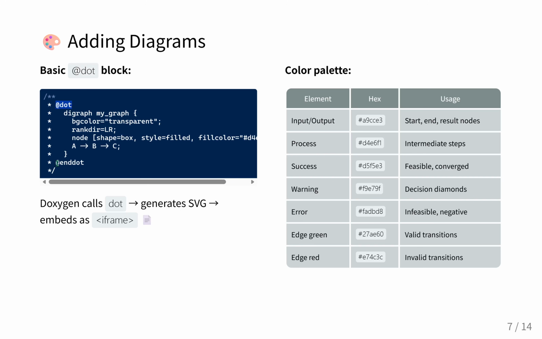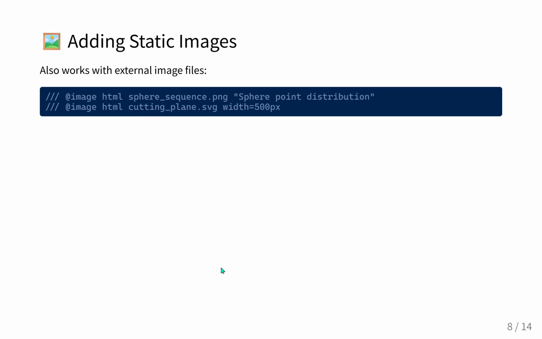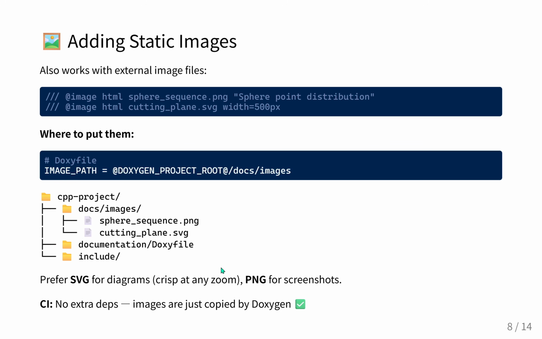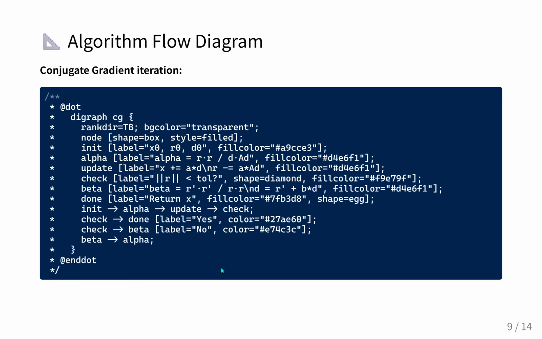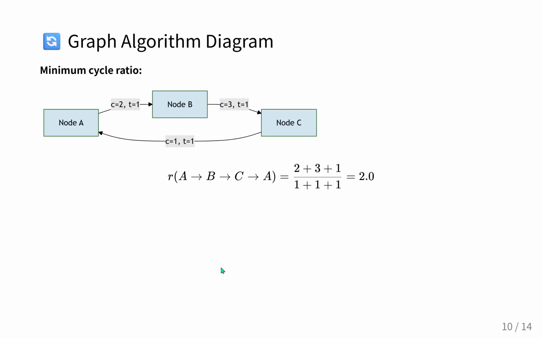Doxygen takes those, sends them to GraphViz, generates an SVG, and embeds it as an iframe. GraphViz is incredibly powerful here. It takes abstract text relationships and calculates the optimal spatial layout automatically. The examples in the source are striking, like the conjugate gradient iteration or the negative cycle detection. The negative cycle one is a great example. That's where it clicked for me. Visualizing the math, where it literally says 2 plus 3 plus -6 equals -1, which is less than 0, meaning boom, negative cycle. It transforms abstract logic into a tangible geometry right in front of you.